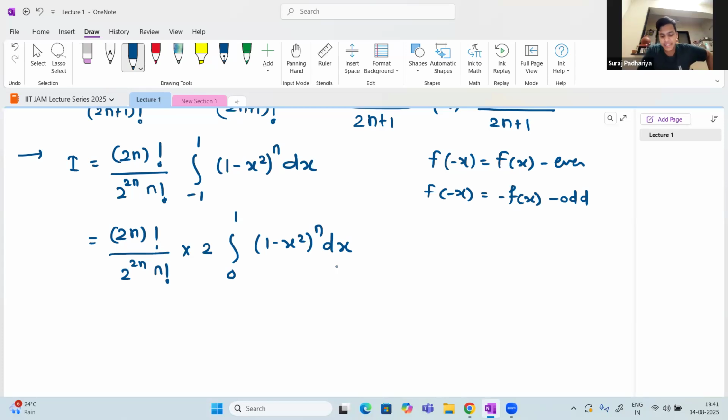Sir, can we use beta function here? Yeah, I'm thinking the same actually. Just wait. Then our x will be to the power 0, right, sir?